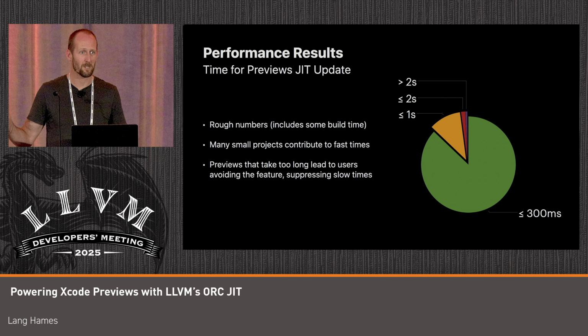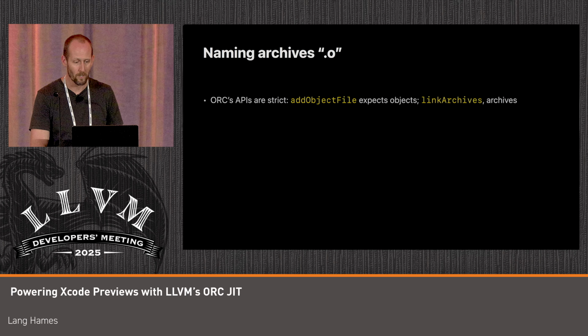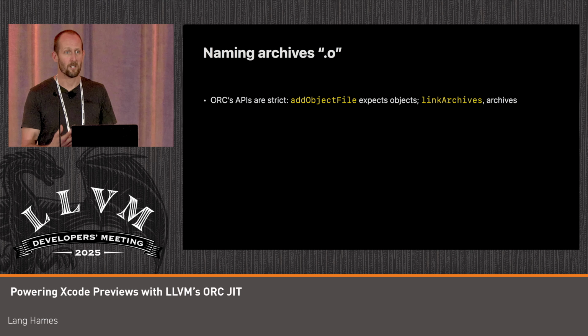So finally, I wanted to talk about all the weird cases that you need to deal with to make this project work. The first problem I'll call naming archives.o. So the ORC APIs are very strict. If you say you want to add an object file, we expect you to add an object file. If you say you want to add an archive, we expect you to give us an archive.